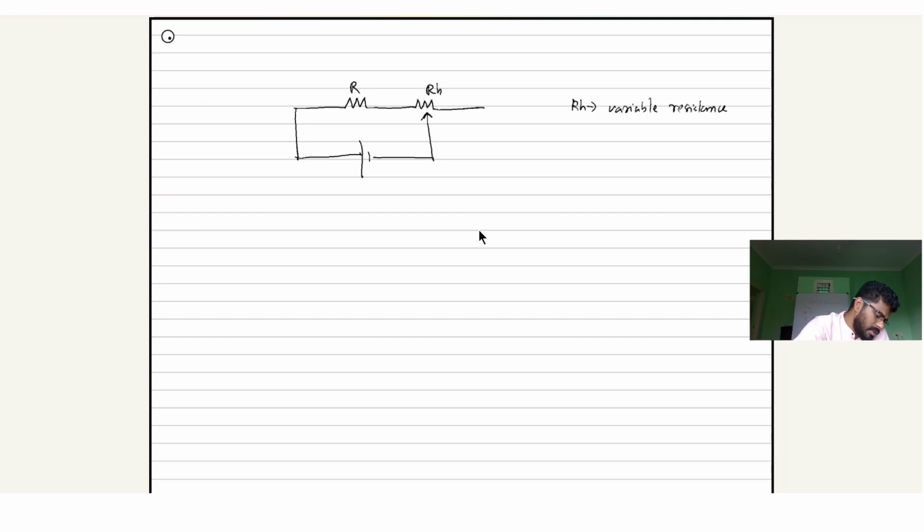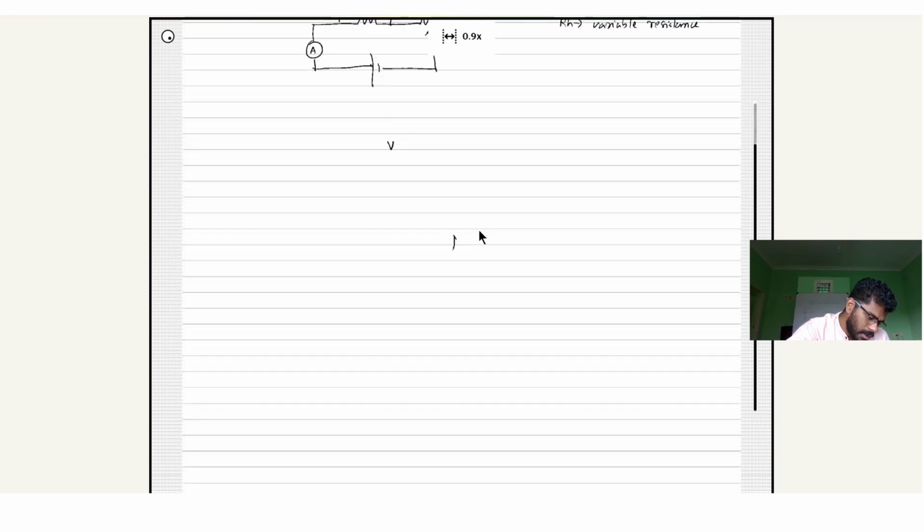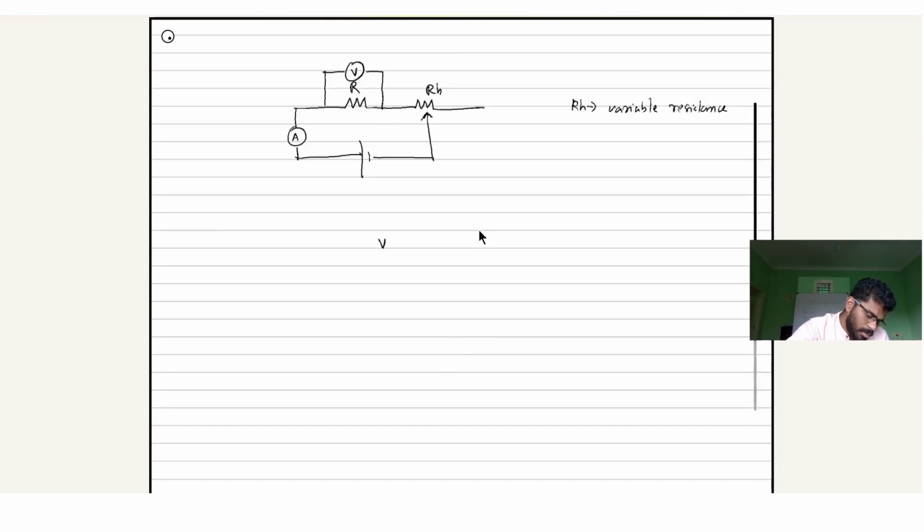Now the same procedure as before. I have A here and I have V over here. I can make a column of V and I here.